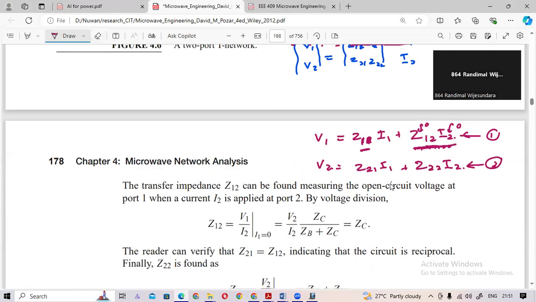But here that means you need to make I2 0. Then Z11 will be V1 divided by I1 when I2 is 0. This Z11 is equal to V1 divided by I1 only when I2 is equal to 0.